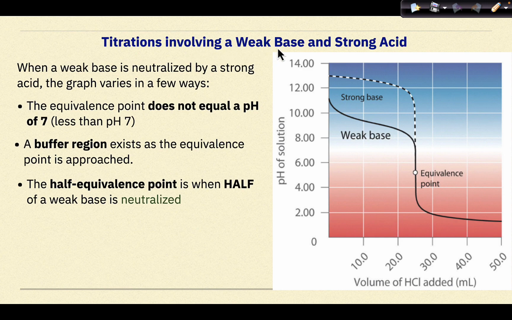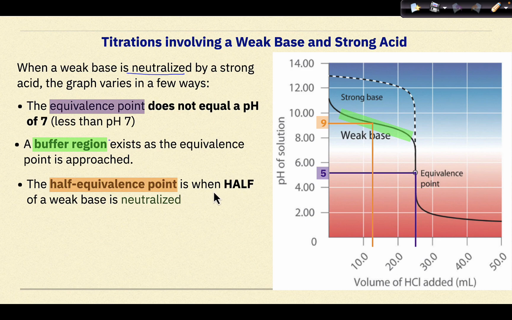Titrations involving a weak base and a strong acid. When a weak base is neutralized by a strong acid, the graph varies in a few ways. The equivalence point does not equal a pH of 7. It will be less than a pH of 7. So we can see here that the pH at the equivalence point is 5. A buffer region exists as the equivalence point is approached, and we can see that in the region of the graph right here. The half equivalence point is when half of the weak base is neutralized.